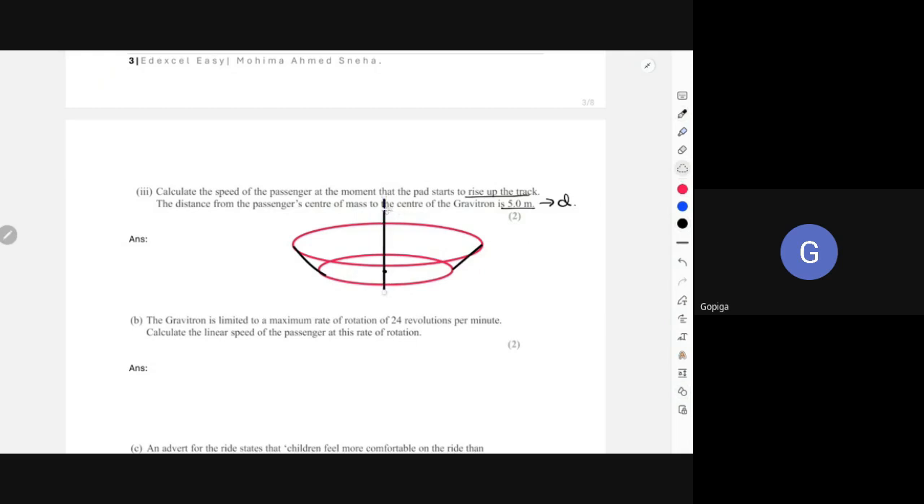This is the center, like this entire vertical line indicates that along this line, this is the center of the graviton, and from the center of the graviton to the center of the mass or the passenger, I'm considering that now the passenger is over here. If the passenger is over here, this distance is 5 meters. Are there any questions till now?